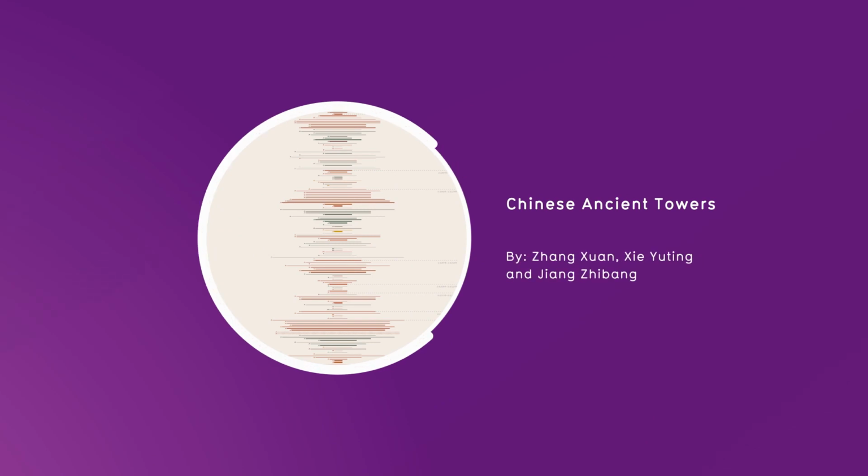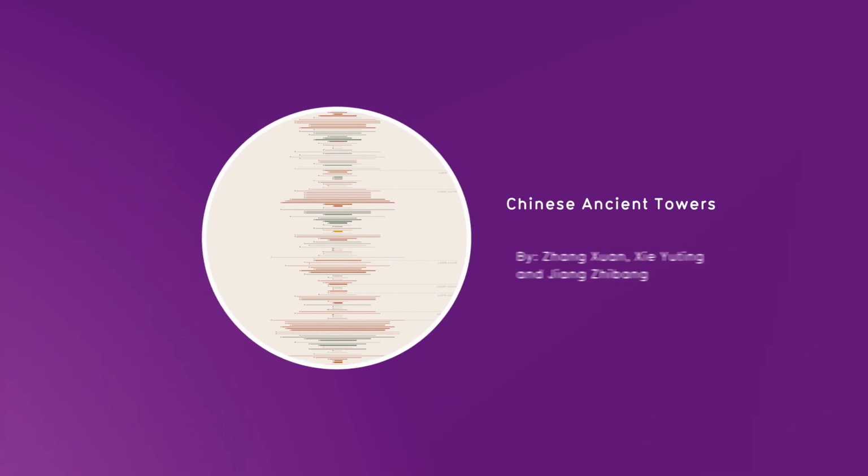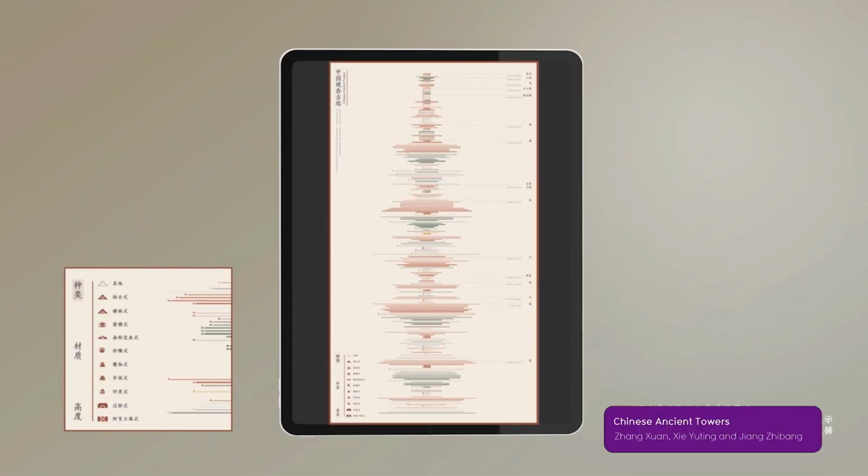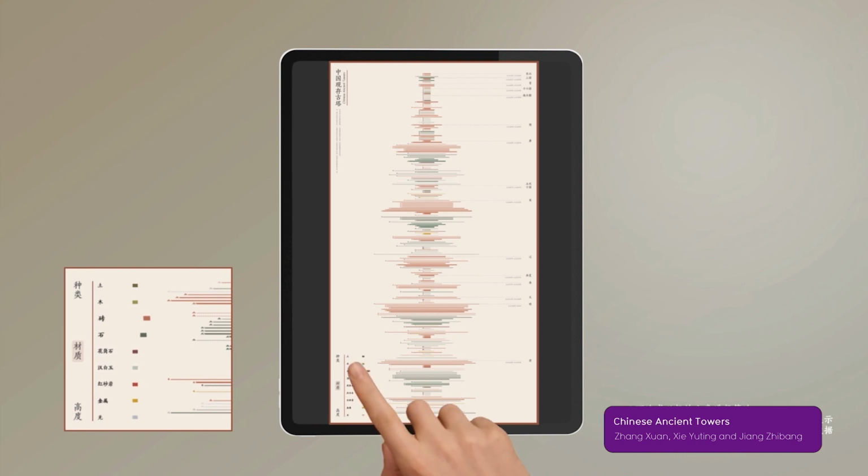Chinese Ancient Towers by Zhang Xuan, Shi Yuting, and Jiang Xibang. The pagodas were introduced to China with Buddhism in the late Eastern Han Dynasty, but after a long period of change, they have undergone great changes in form and structure, materials used in their construction, and layout and function. This project visualizes the data on the more than 1,000 ancient pagodas that currently exist in China.